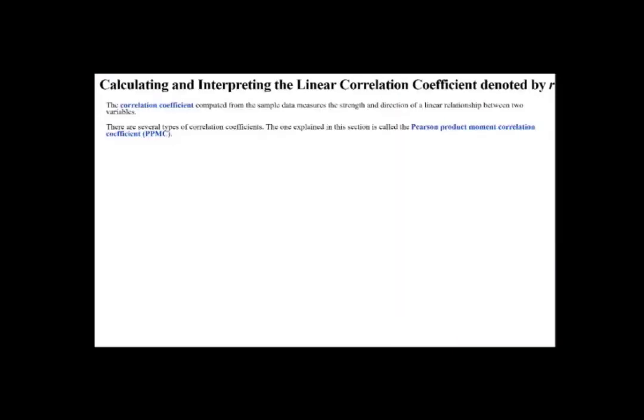The correlation coefficient computed from the sample data measures the strength and direction of a linear relationship between two variables. There are several types of correlation coefficients. The one explained in this section is called the Pearson product moment correlation coefficient, or PPMC. So Pearson product moment correlation, or simply the correlation. And we use rho to represent that for the population.